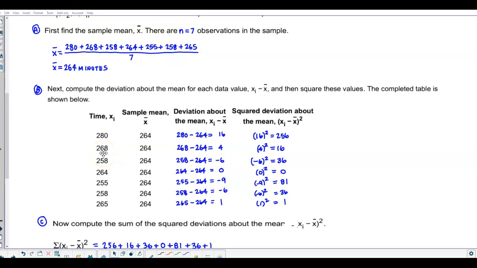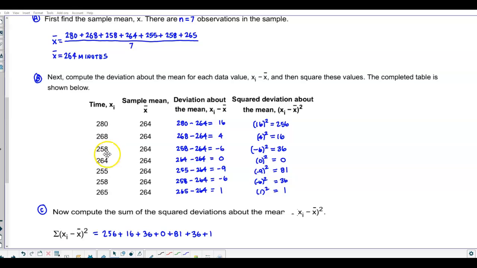Likewise, we take the next data value, 268, subtract the mean, which is 264. We get 4. When we square 4, we get 16. Next, we take 258, the third data value, subtract 264, which gives us negative 6. When we square negative 6, we get positive 36. We take 264, which is the fourth data value, subtract 264, which gives us 0. 0 squared is 0.